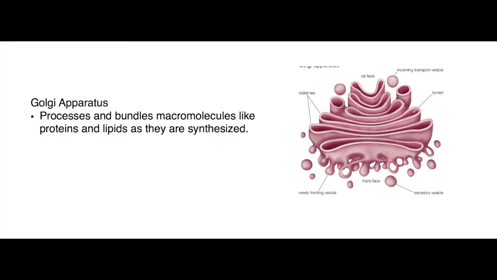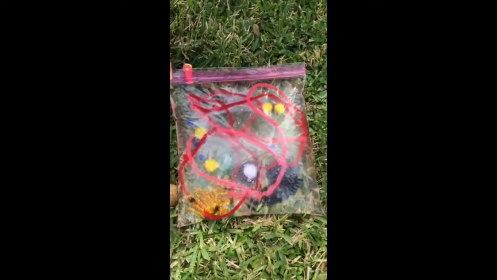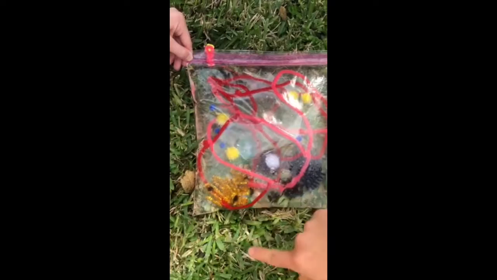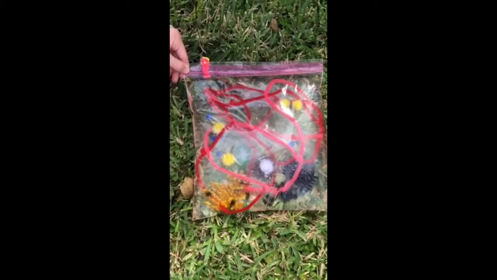The next organelle is the Golgi apparatus, which here is demonstrated by the black and gray pipe cleaner. The Golgi apparatus is responsible for processing and bundling macromolecules like proteins and lipids as they are synthesized. The endoplasmic reticulum is demonstrated by the gold pipe cleaner. The black dots on this gold pipe cleaner are the ribosomes.